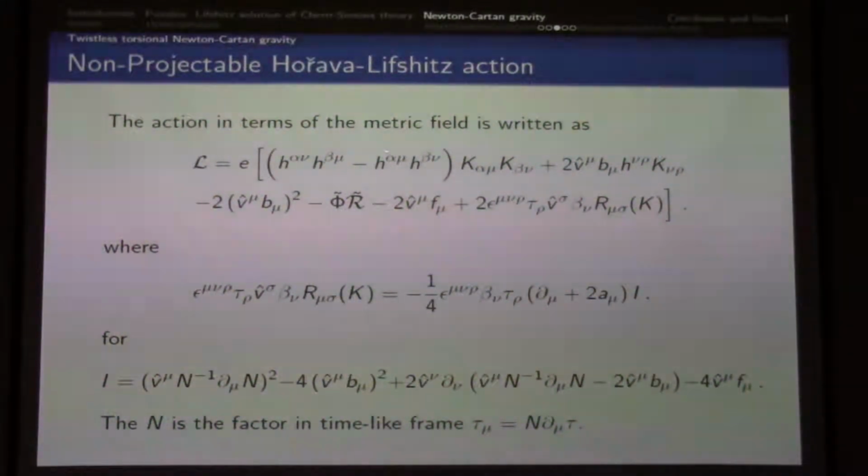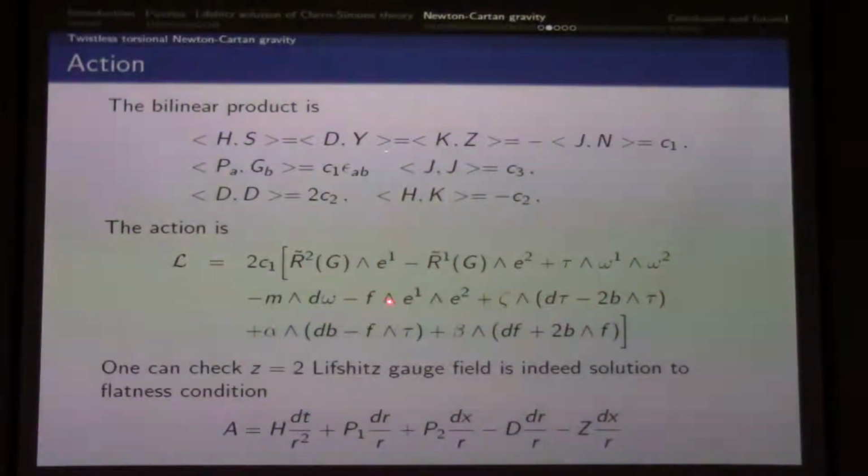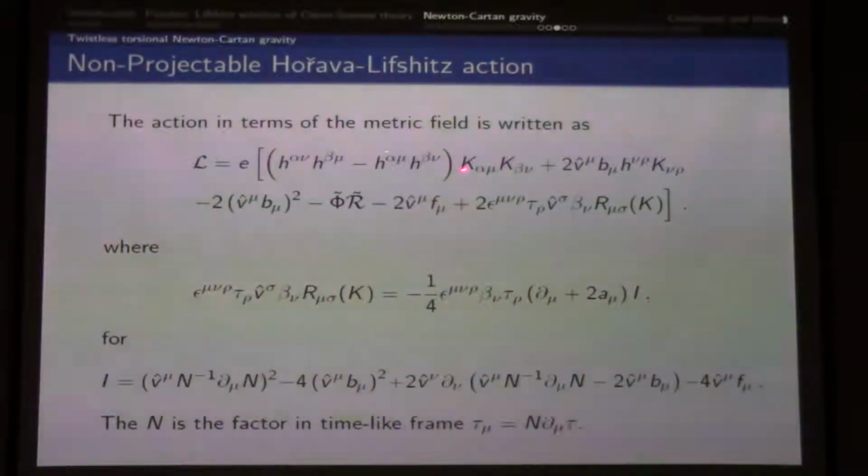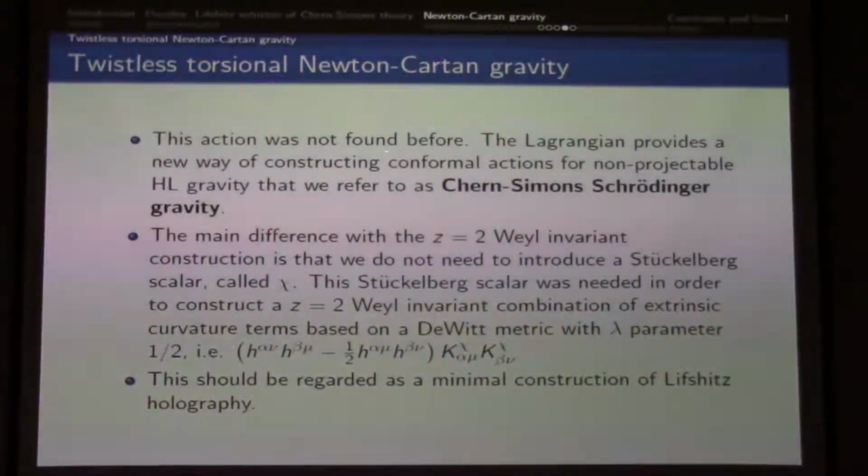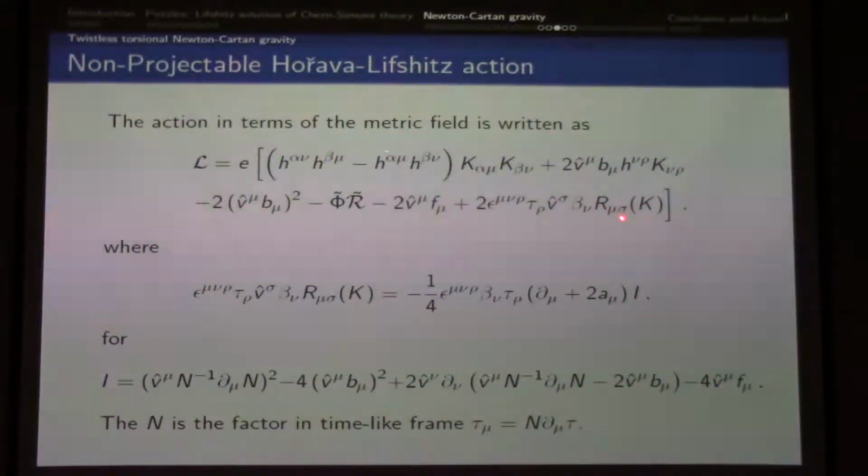To interpret this action, we need to write it in terms of metric-like fields. After some work, you can find this action, and you can see the Hořava-Lifshitz coupling is still one in this case, and there is an extra term, this RK. We don't know a better way of presenting it, so we just write it in terms of ADM decomposition. And at least V mu, B mu here can be gauge fixed to zero by choosing the special conformal gauge transformation appropriately.